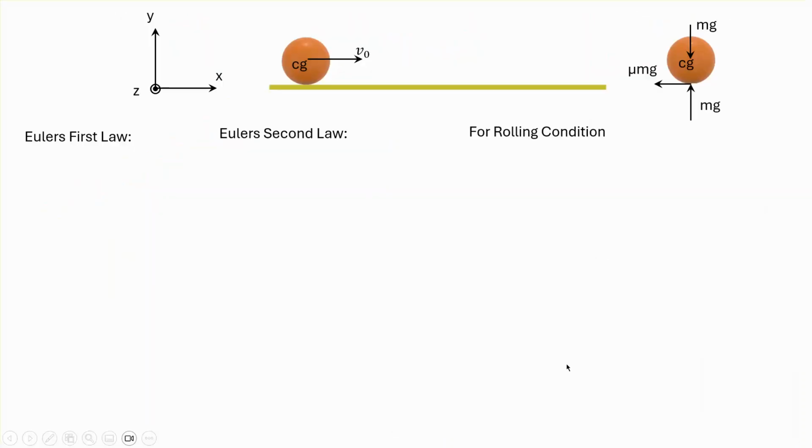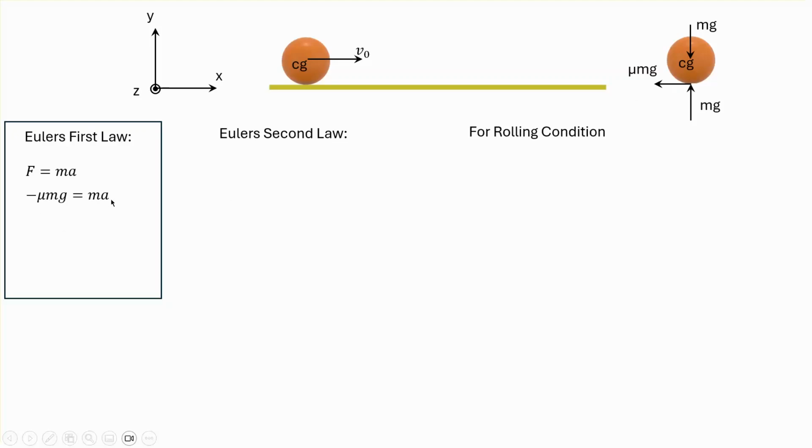Now, let me get the equation. Let me do the problem analytically for you. It's a simple problem. So we're going to use Euler's first law, which is also Newton's second law, Euler's second law, and rolling condition. As far as Euler's first law is concerned, sum of all the forces is equal to mass times acceleration, and the only force that's acting in the horizontal direction is friction force, negative friction force. You can see that. And out of that, you can get the acceleration.